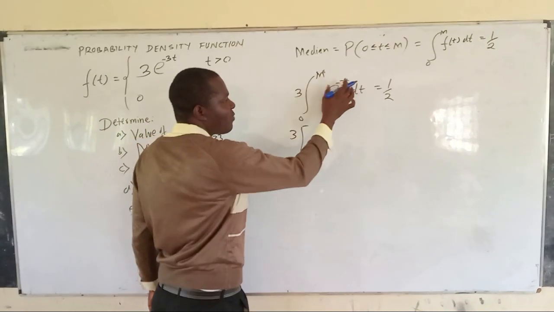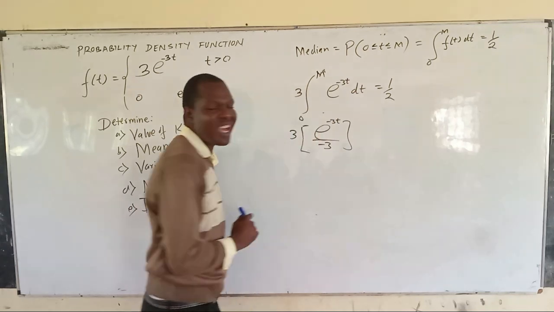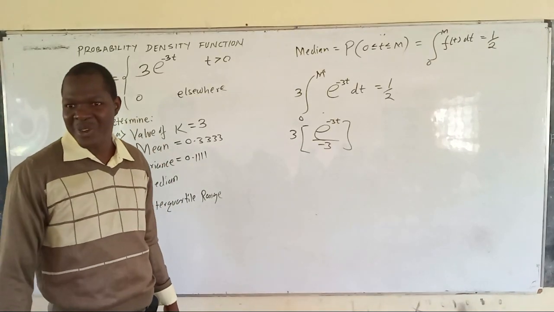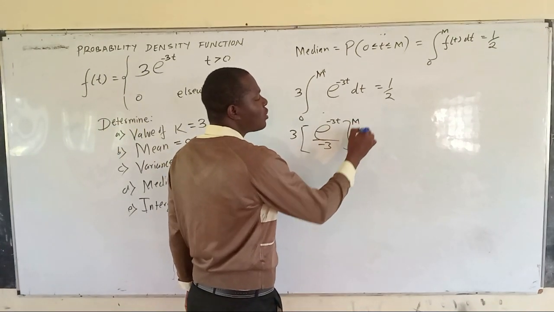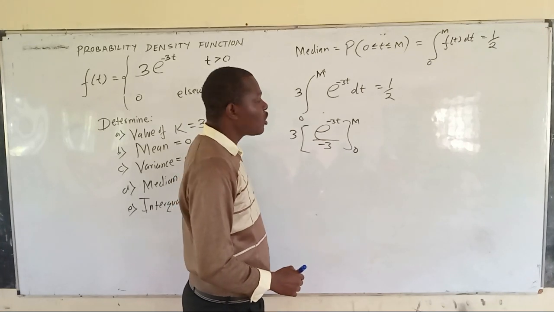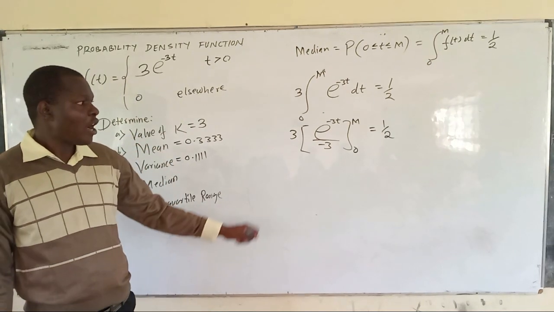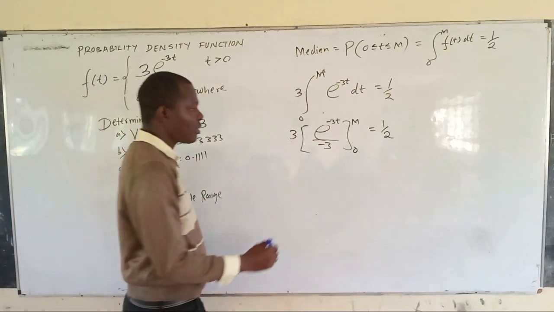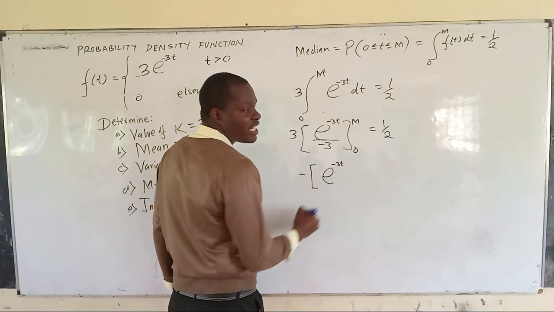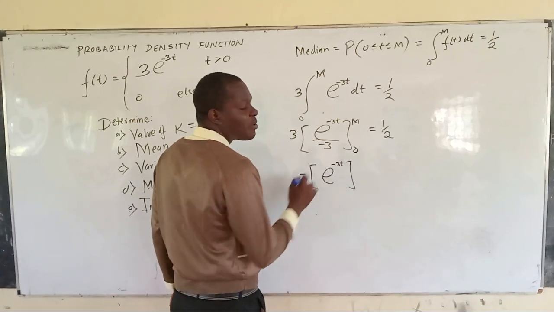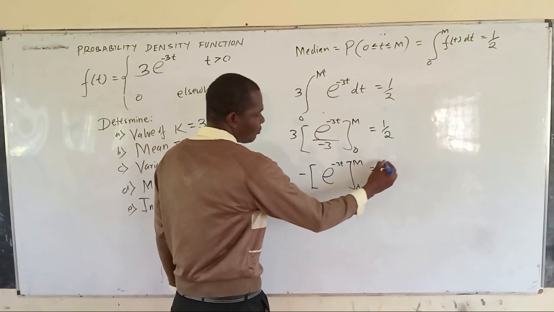We have 3. If you integrate exponential negative 3t, it remains the way it is, then you divide by the constant of the inner function, that negative 3, which was the derivative of the inner function. Are we together? Then you put your limits from 0 to m, equal to a half. Now 3 goes with 3, you remain with negative 1. So the negative can be factorized outside. Then inside we have negative exponential negative 3t, from 0 to m, equal to a half.